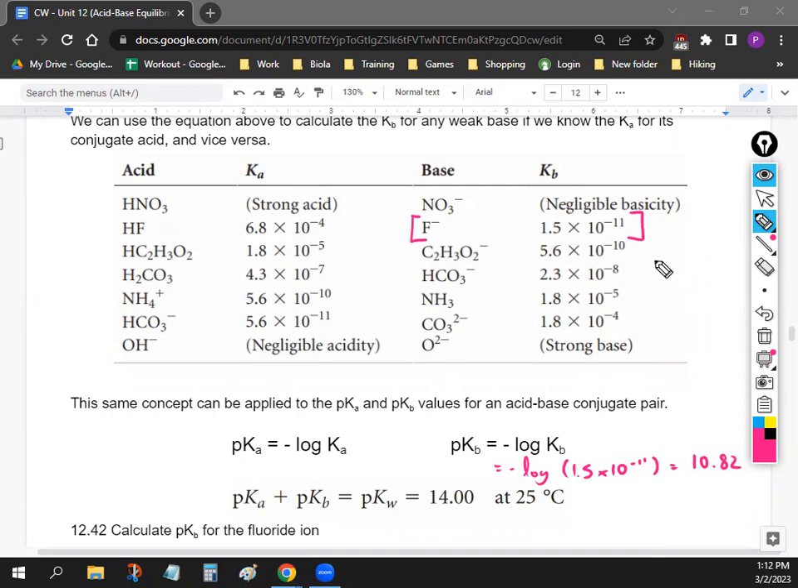Now, if you wanted to get fancy with it, you can actually use the Ka of the conjugate acid, negative log of 6.8 times 10 to the negative 4, and based on that answer, you can subtract it from 14 and get the same answer. So there's multiple ways you can do it, depending how fancy you want to get with it. Or you can just keep it simple.